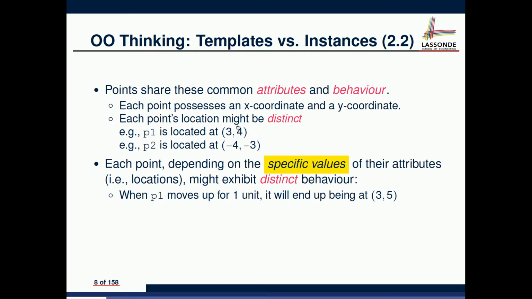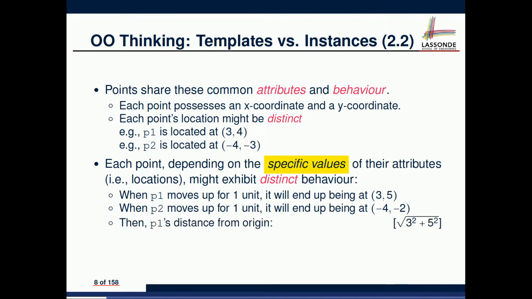So for example, let's say you see a different example. You have 3 and 4 over here. If you move up, you get to 3 and 5, just incrementing 4 to 5. On the other hand, if you have minus 4, minus 3, and apply the same behavior by moving up 1 unit, you go from minus 3 plus 1 to minus 2. You can see the definition for the behavior is the same, incrementing the y value by 1, but the consequence of the new location for the points will be different.